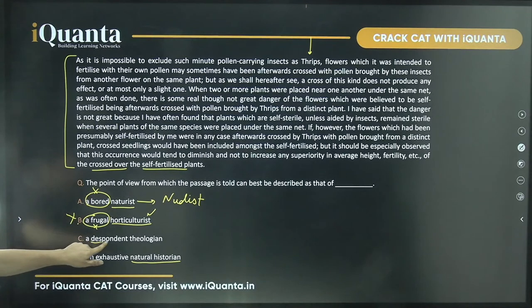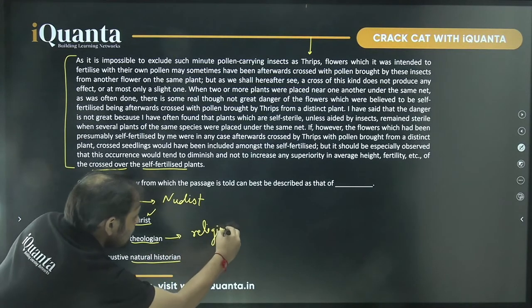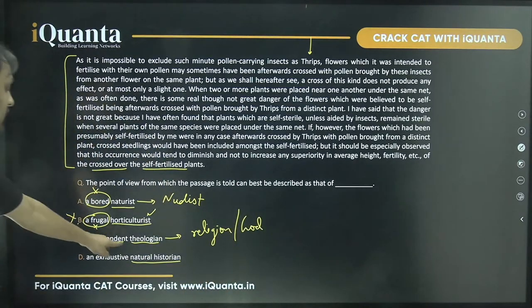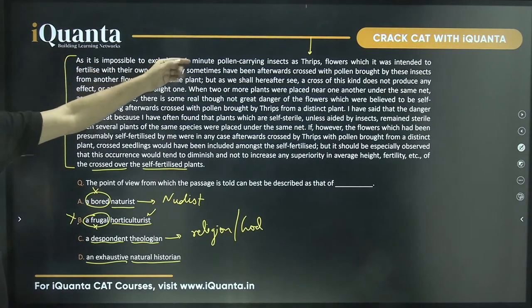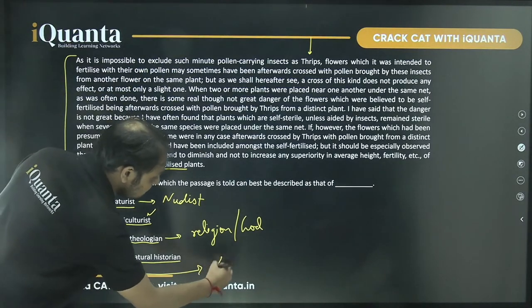Despondent is like disappointed, unhappy, sad. Theologian. So first of all, he is not despondent, plus he is not discussing religion or God. So if he is not discussing religion or God, don't call him theologian. He is not discussing theology. Now exhaustive. Why can exhaustive be used for this kind of author? Because of the way he has described this process. He is being very detailed. So here this exhaustive stands for detailed.